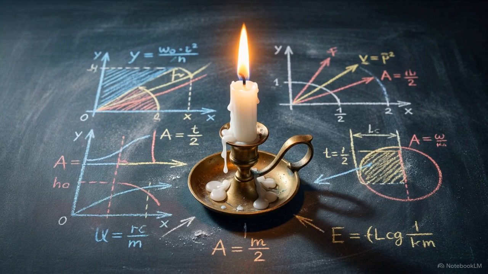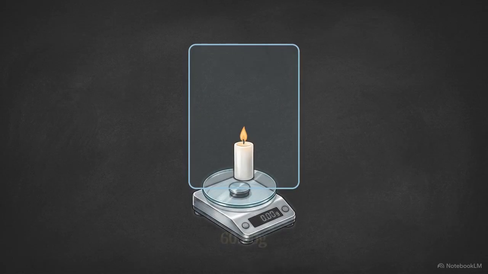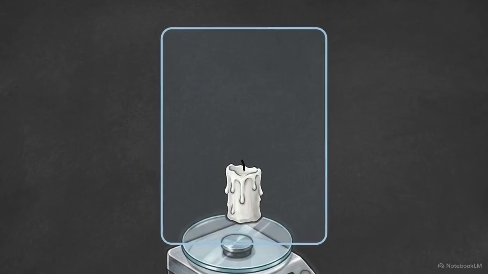If you light a candle and leave it on the table, it eventually burns down until almost nothing is left. To our eyes, the physical wax seems to have vanished into thin air. But if we place that same candle inside a sealed glass box and set it on a scale, something different happens. As the candle burns and the wax disappears, the scale stays fixed at 60 grams. Not a single fraction of a gram is lost.